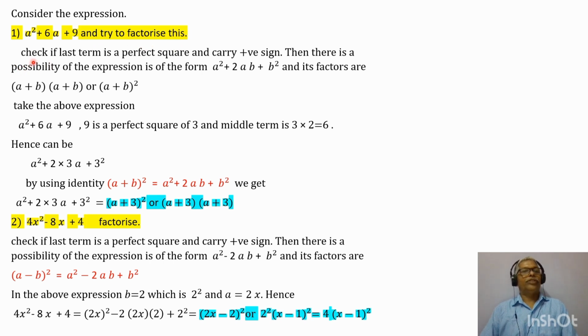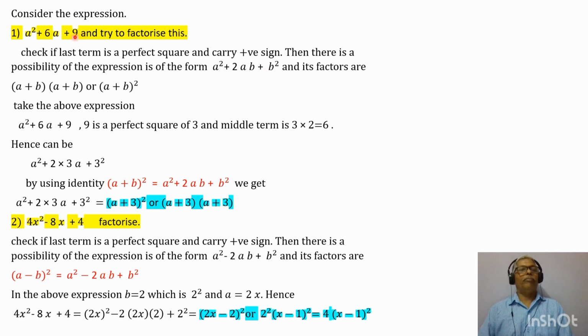Now the first step is to check if the last term is a perfect square and carries a positive sign. If it is a perfect square and carries a positive sign, then there are wide chances that the expression given here is of the form a square plus 2ab plus b square. That was what I was talking about. There is a wide chance of this being a perfect square of the type (a plus b) into (a plus b), or (a plus b) square, as the first identity gives (a plus b) square equal to a square plus 2ab plus b square. You know this by heart.